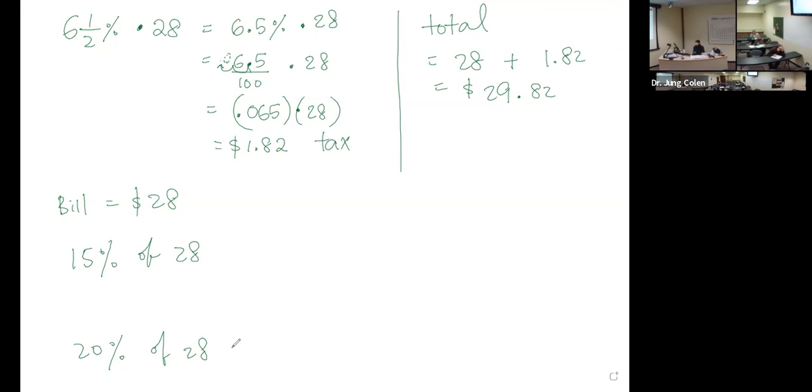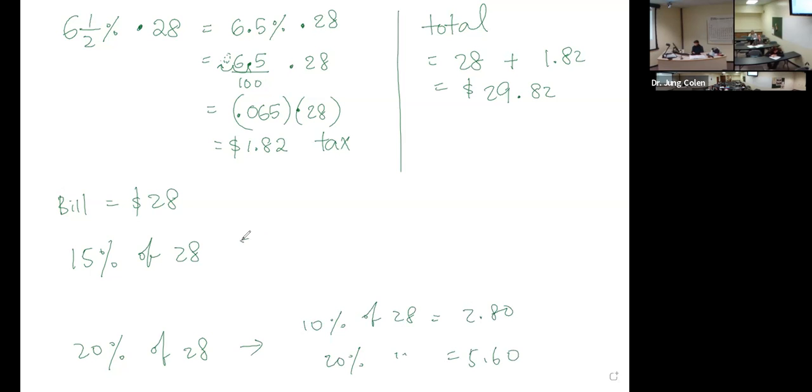Okay, let's go with this one first then. So I take 10% of 28, which is $2.80. I love that idea. So 10% of 28 is $2.80. So 20% should be double of that. $5.60. Yeah, so $5.60, right?